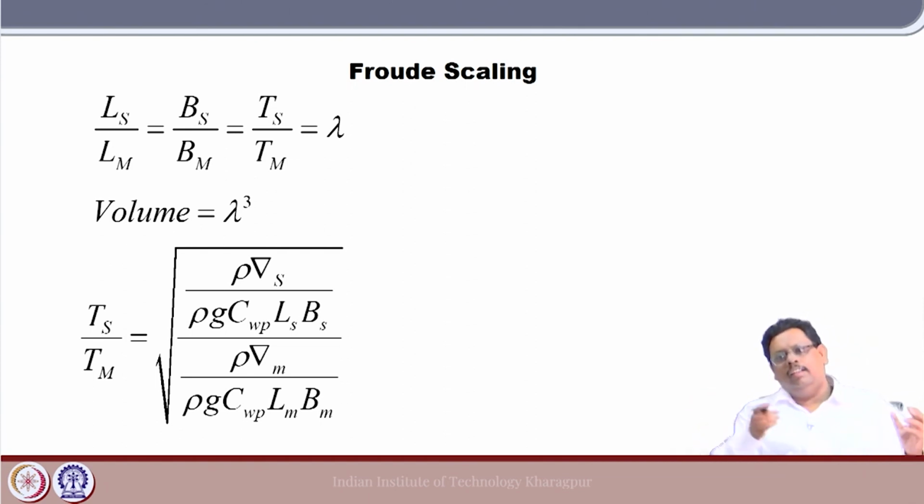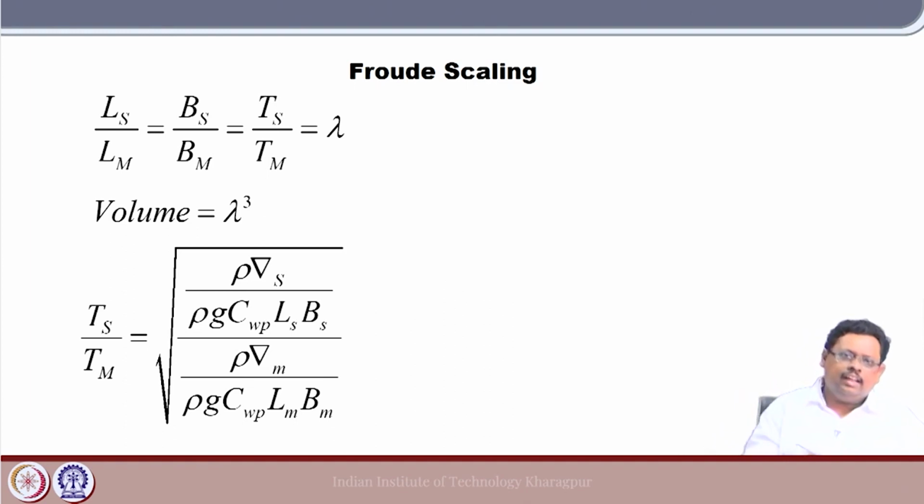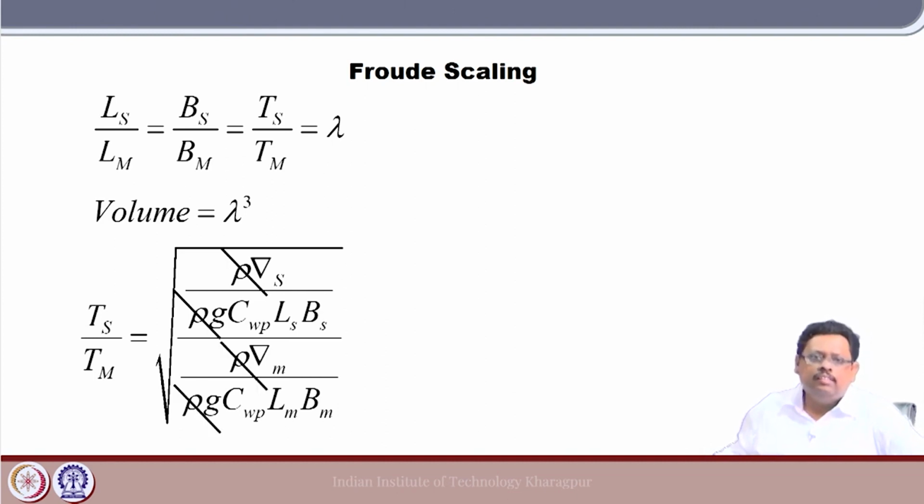Similar to the volume, if we know the block coefficient, then we multiply the block coefficient by L into B into T and we get the volume. Similarly, if we know the water plane area coefficient, then we can multiply with the length and beam, and we get the water plane area. Anyways, this is how we can get the water plane area, and then we can cancel out the similar terms. So, we cancel out the rho, and we cancel out the coefficient, because this coefficient should be the same whether it is a model ship or an actual ship.